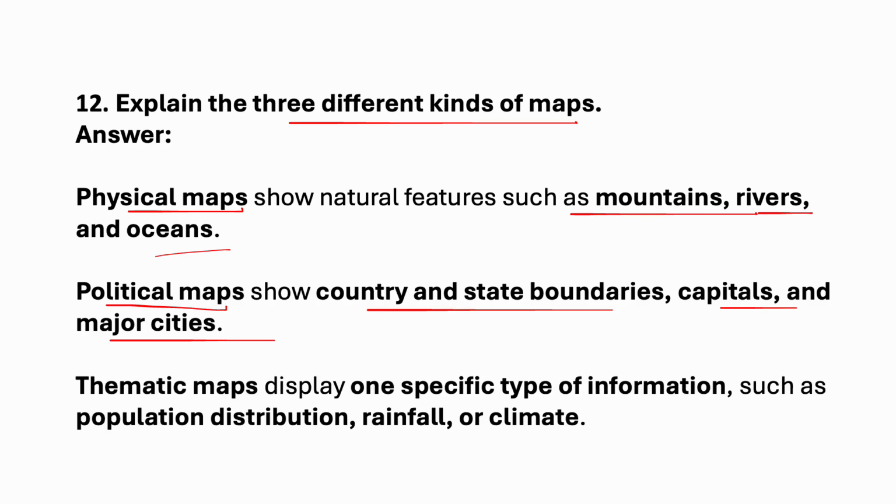The next one, thematic maps display one specific type of information such as population distribution, rainfall, or climate. So, a thematic map shows one specific type of information. It may show population, rainfall, climate, soil, forest, or crops. It helps us study a particular topic, that is thematic maps.